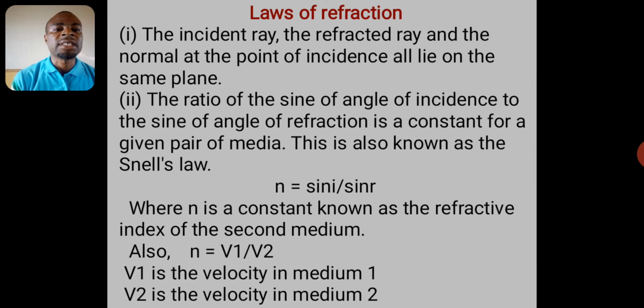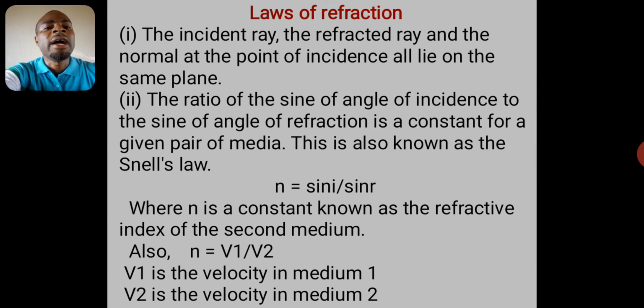of the second medium. Also, the refractive index is given by v1 over v2, where v1 is the velocity in the first medium and v2 is the velocity in the second medium. Remember, we said that there is a change in speed or velocity as this ray travels from one medium to another.